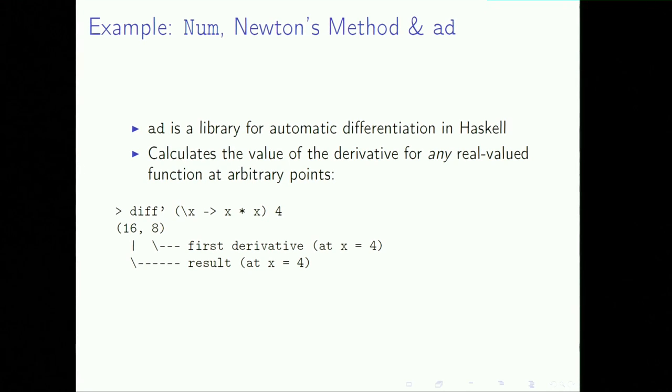So here I've got diff prime, which comes from the AD library, and I've given it the function x squared. I can evaluate that at the point x equals 4, and I get back 16, as we'd expect, because 4 squared is indeed 16. But also at the same time, I can find the first order derivative of the function x squared, that is 2x at the point x equals 4, and at that point the derivative will be 8. But again, it's important to note here that diff prime knows nothing about this function that's being given to it. There's no annotations here, there's no particular syntax that's specific to automatic differentiation. Diff prime is able to work on any function that just uses the operations of the Num and the Floating type class. And we'll see how that happens in a moment.